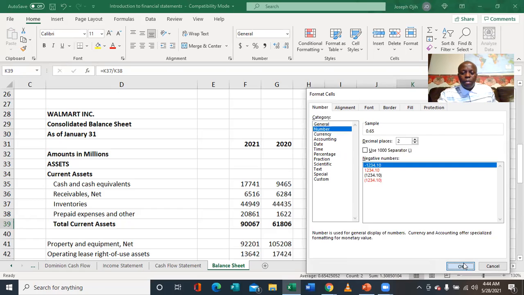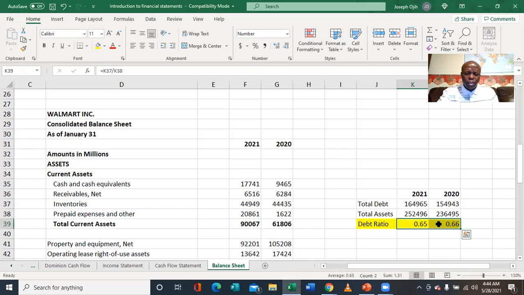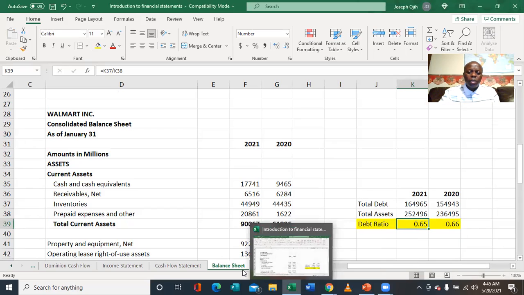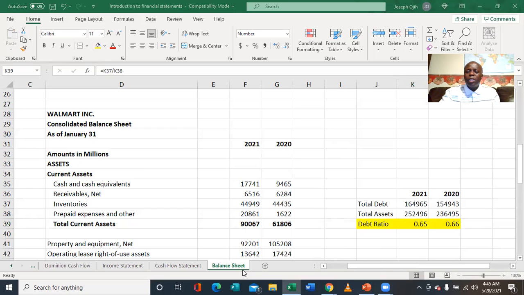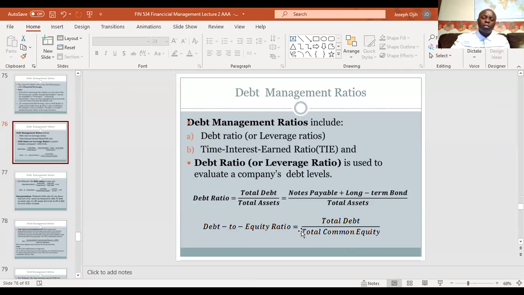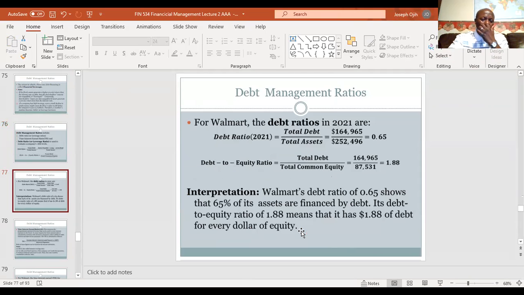Okay. Now, what does this tell us? In 2020 it is 0.66, and 2021, which I've not finished yet, is 0.65. Excuse me, it went down a little bit. So what is the implication? I'm going to show you how I explain it. It means that for Walmart, the debt ratio is 0.65, which means that 65% of its assets was financed with debt in 2021.